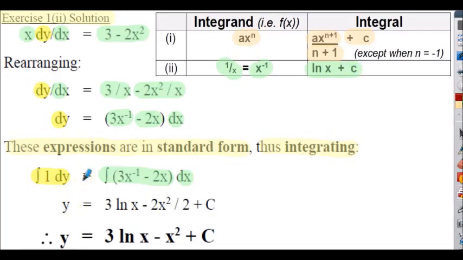So on the next line, integrating 1 with respect to y is y, integrating 3x to the negative 1, that becomes 3 ln x, and integrating the minus 2x with respect to x, that becomes minus 2x squared divided by 2, plus the constant of integration again on the right hand side here. So final solution for y is equal to 3 ln x minus x squared plus c. Notice the 2 in the numerator here cancels with the 2 in the denominator here, to leave us with the 1x squared.